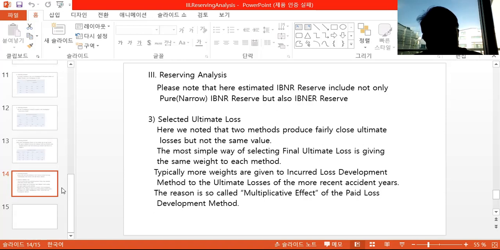To get age-to-ultimate factors, you need to multiply the age-to-age factors. But in the paid loss development method, the factors are bigger than in the incurred loss development method, so the multiplicative effect shows up. That means for the most recent years, the ultimate loss produced by the paid loss method is unstable. That is why we typically give more weight to the incurred loss development method for recent years of losses.